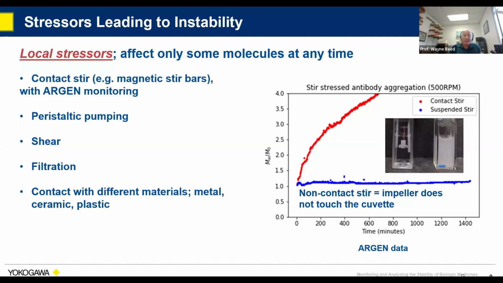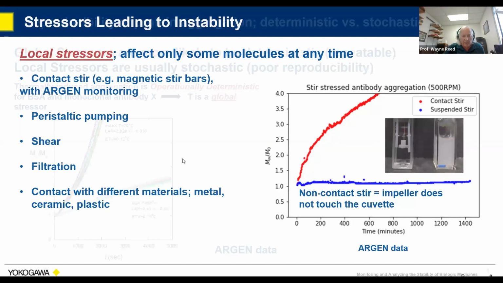Even filtration, which is kind of ironic, you oftentimes filter to get aggregates out, but it can concentrate the biologics at the filter surface and actually enhance aggregation, the opposite of what's wanted. And there are other materials which it merely comes in steady contact with, whether it's metals or ceramics, plastics, that can also cause instability. Okay, so those are our local stressors.